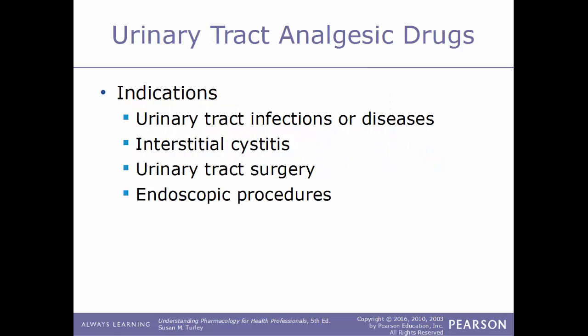Okay. And when it comes to urinary tract analgesic drugs, there are some indications that require the patient to take this kind of drug. Some examples would include having a urinary tract infection or urinary tract disease, having interstitial cystitis, having urinary tract surgery, and having an endoscopic procedure. So any one of these four may necessitate a patient taking a urinary tract analgesic drug.